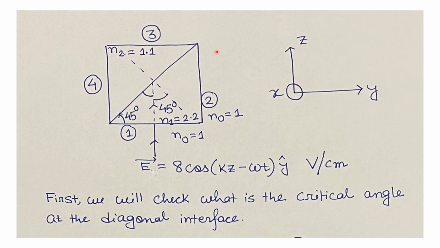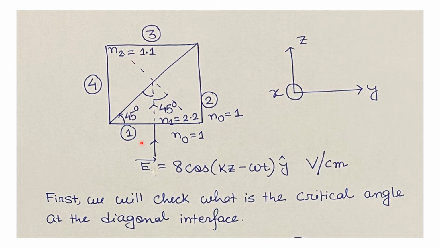According to the schematic given in our question, the electric field of the EM wave in region 1 is given by E vector equals 8 cos(kz minus omega t) along the y cap direction. The EM wave is propagating along the z cap direction in region 1. Now, some portion of the incident EM wave will be transmitted inside the slab and will fall on the diagonal interface separating these two regions.